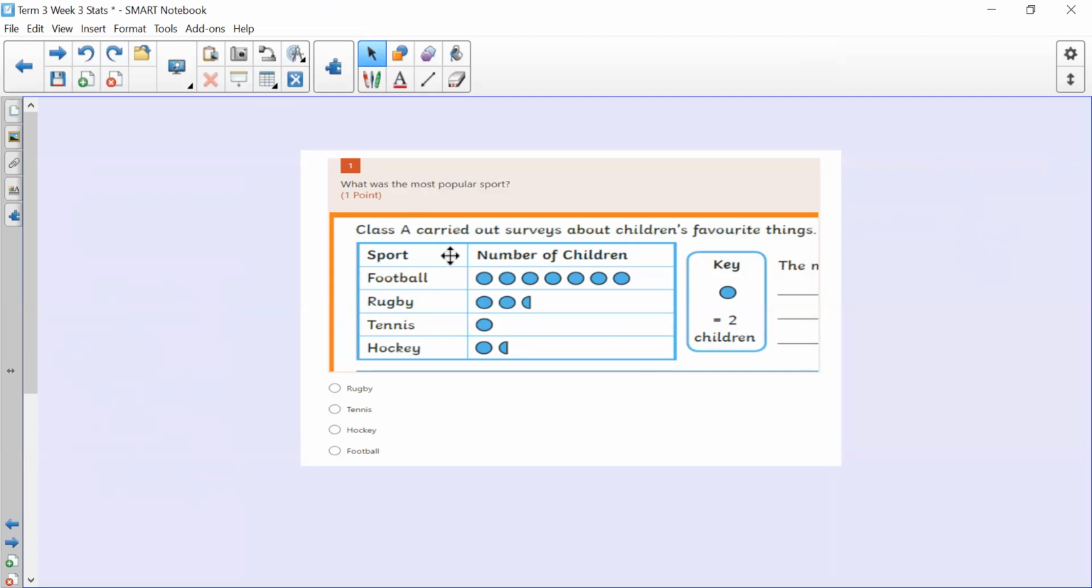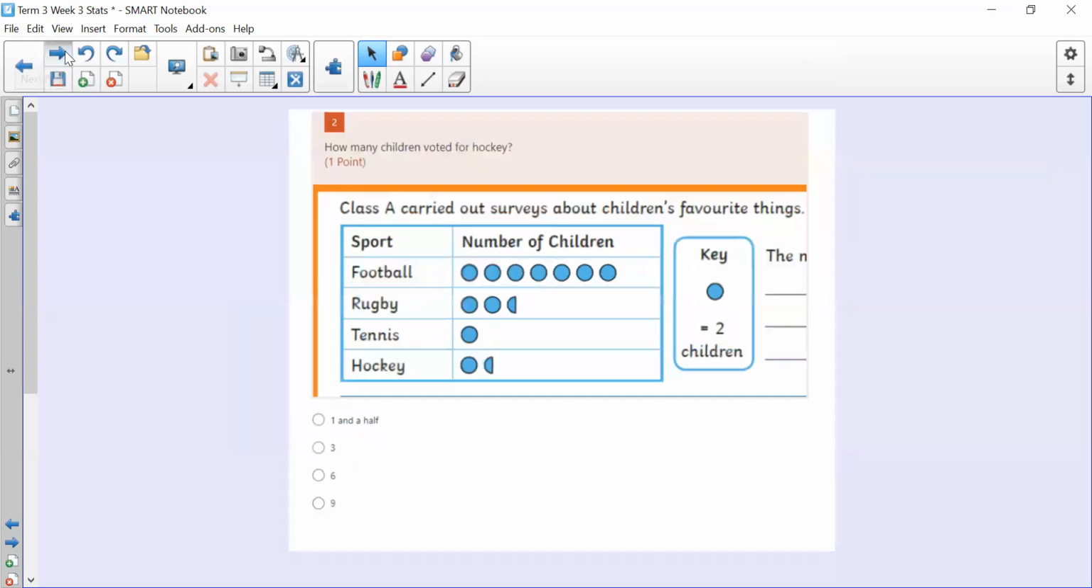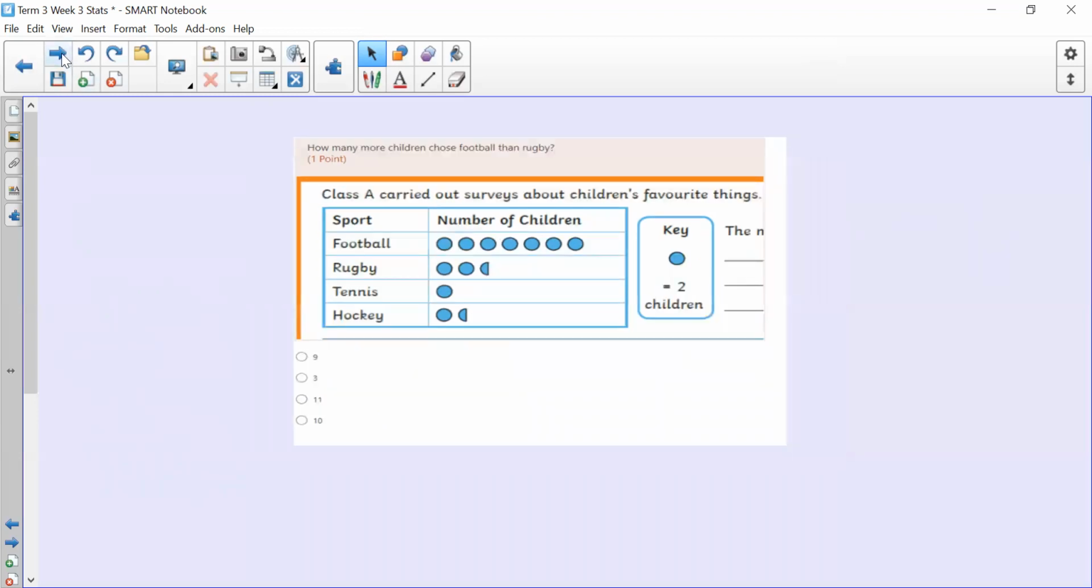So number 1, what was the most popular sport? Rugby, tennis, hockey or football? Number 2, how many children voted for hockey? 1.5, 3, 6 or 9? Number 3, how many more children chose football than rugby? 9, 3, 11 or 10?